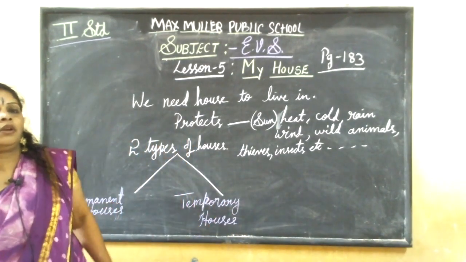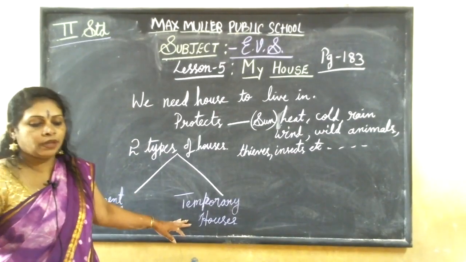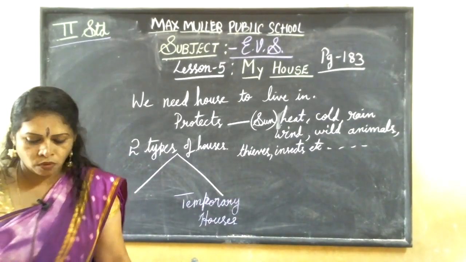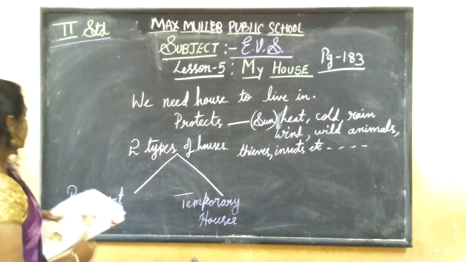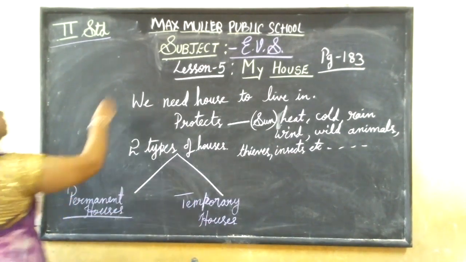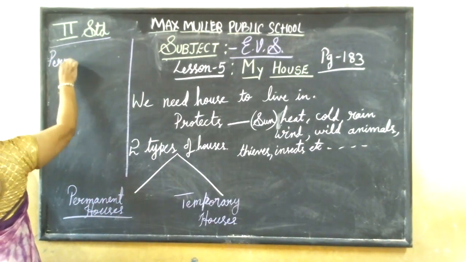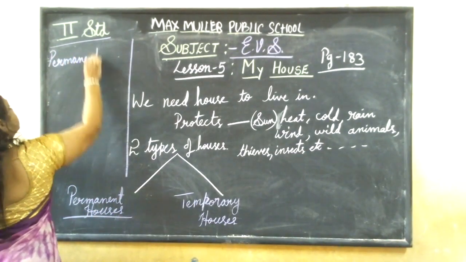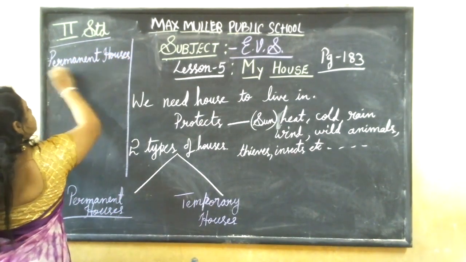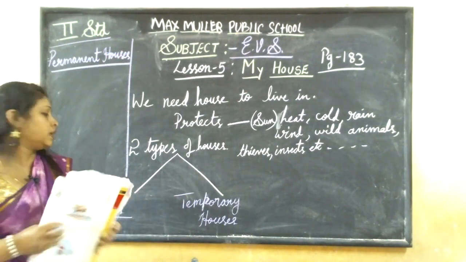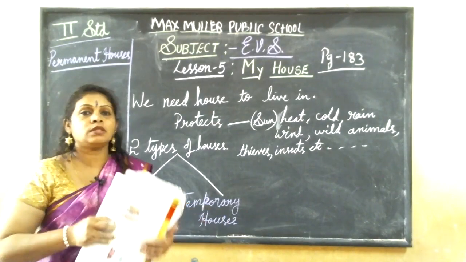Okay, now there are two types of houses, permanent houses and temporary houses. Now, what are those permanent houses? Let us study permanent houses first. Today let us study about permanent houses. Next class, I'll be teaching temporary houses.